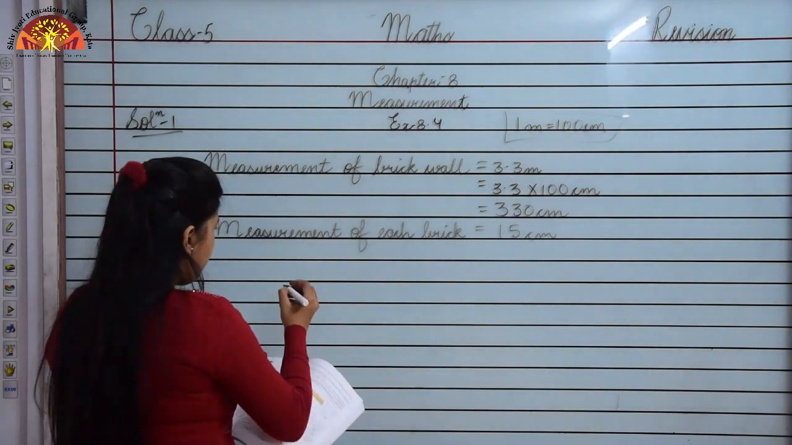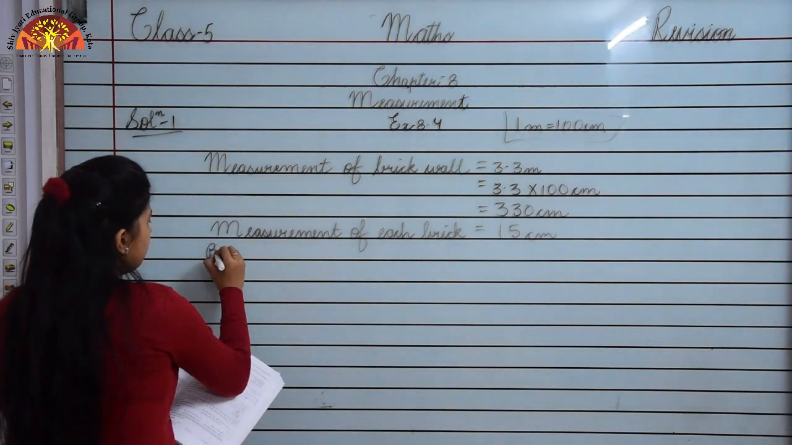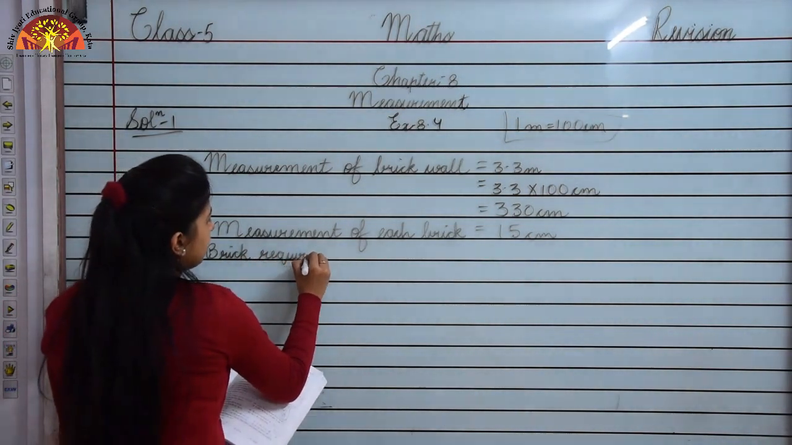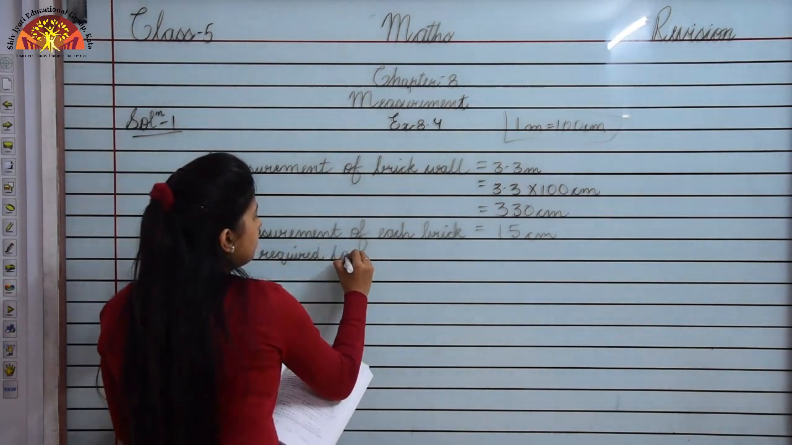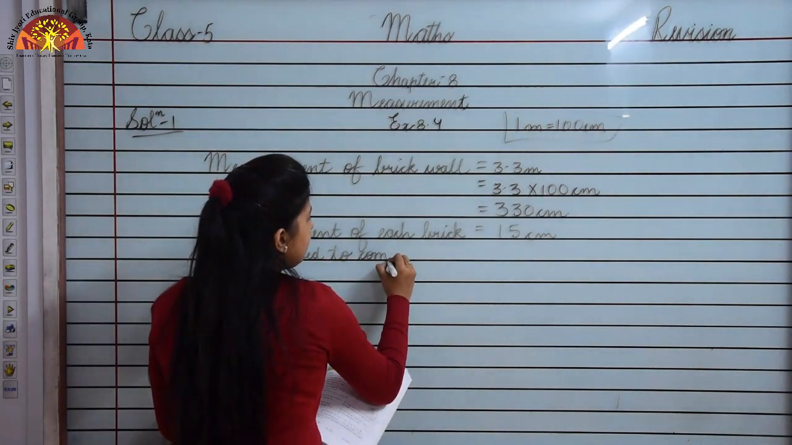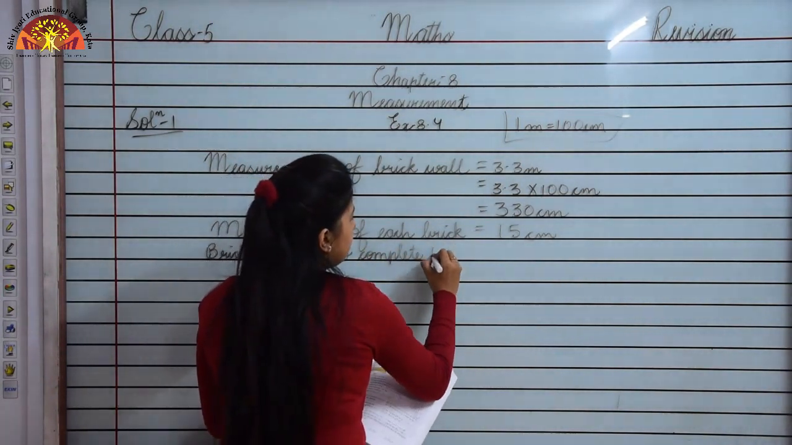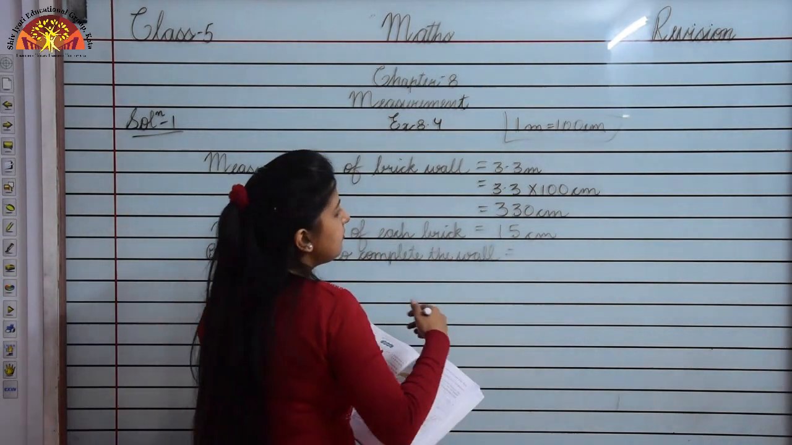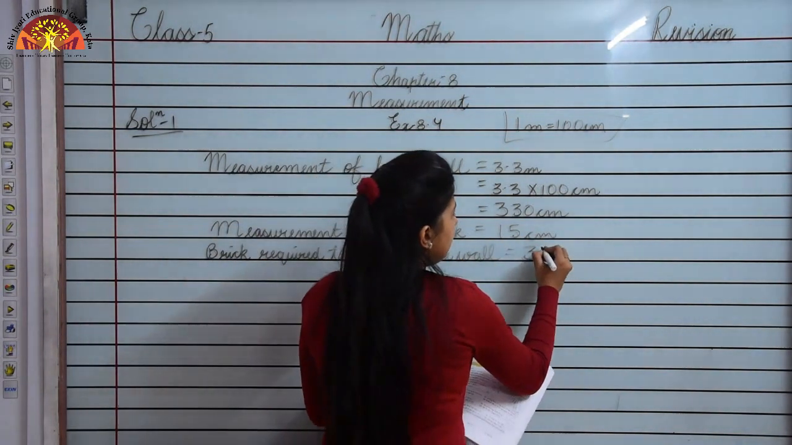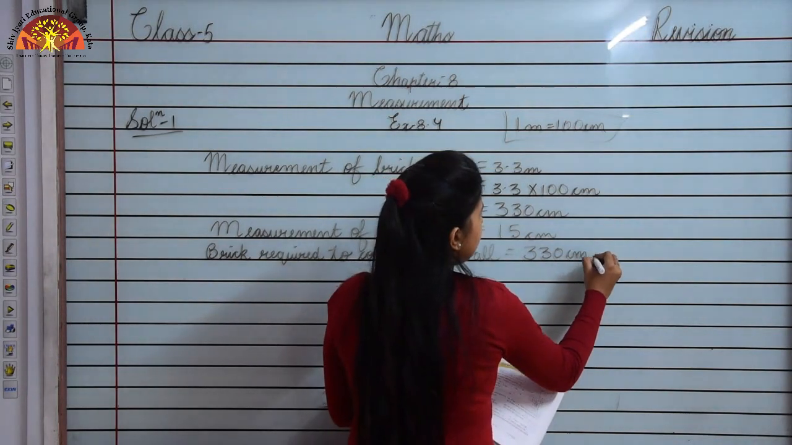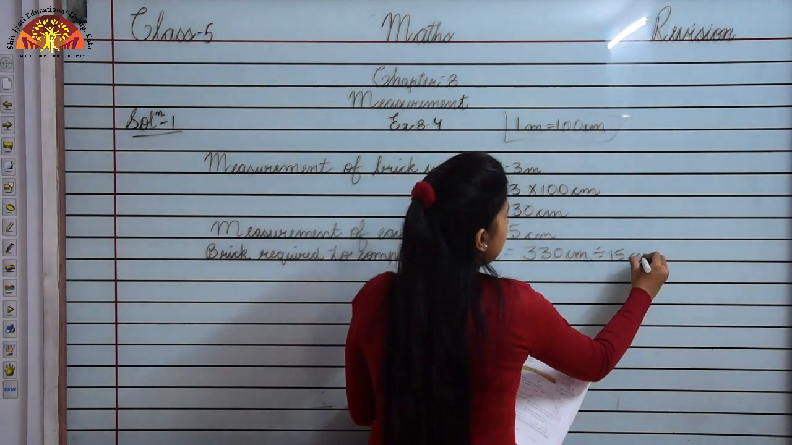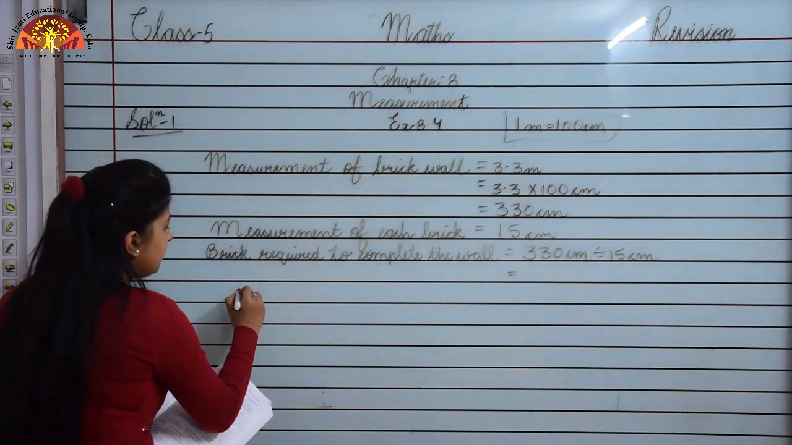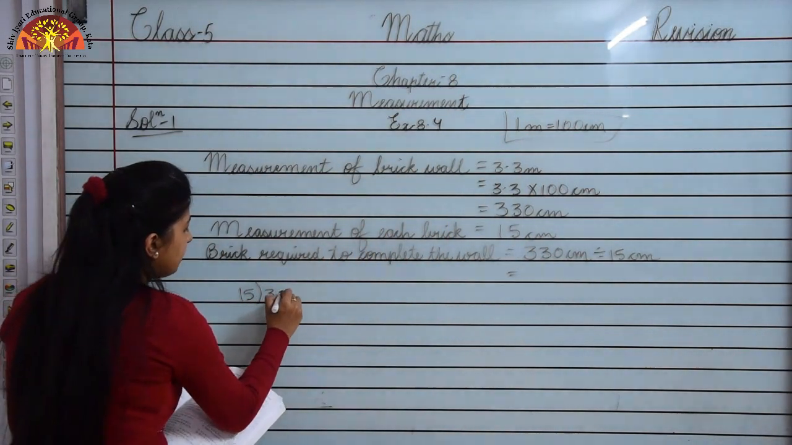So bricks required to complete the wall equals to 330 centimeter divided by 15 centimeter. Fine. Now we are dividing 330 by 15.